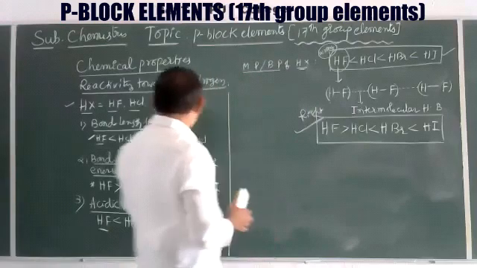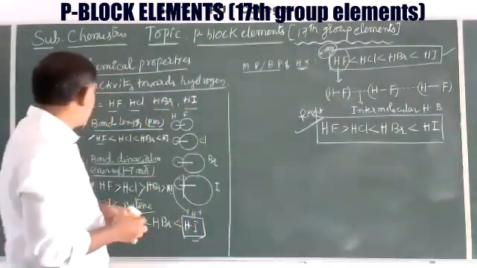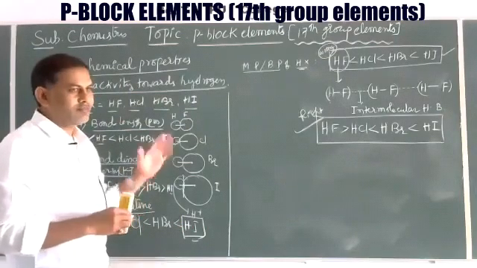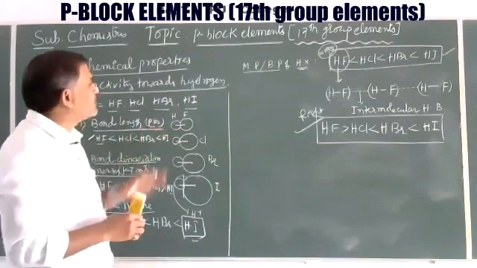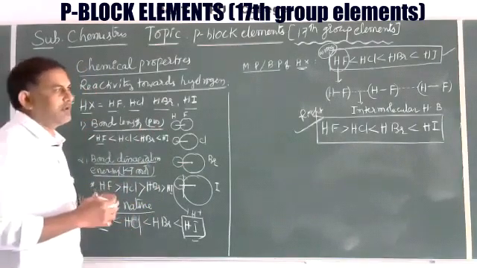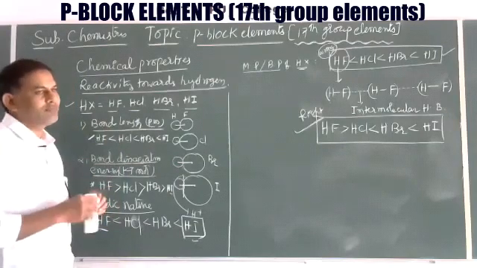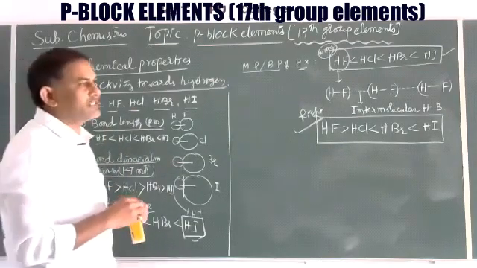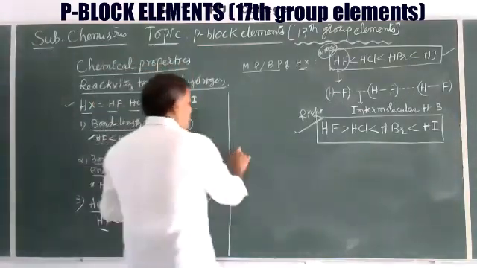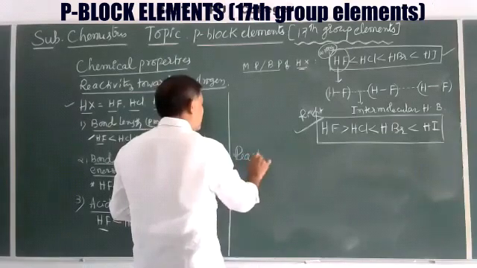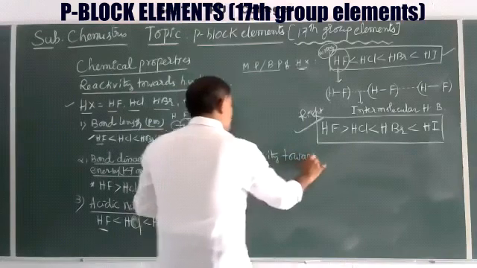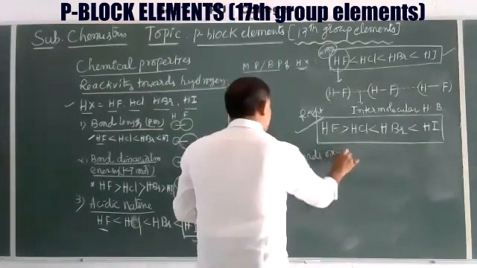Melting and boiling points, bond dissociation energy, acidic character, bond length. Clear? These are some important points about reactivity towards hydrogen of group 17 elements. Next one is reactivity towards oxygen.